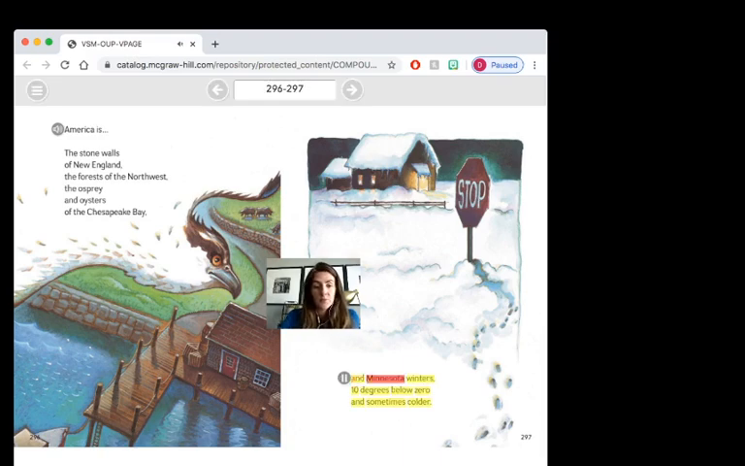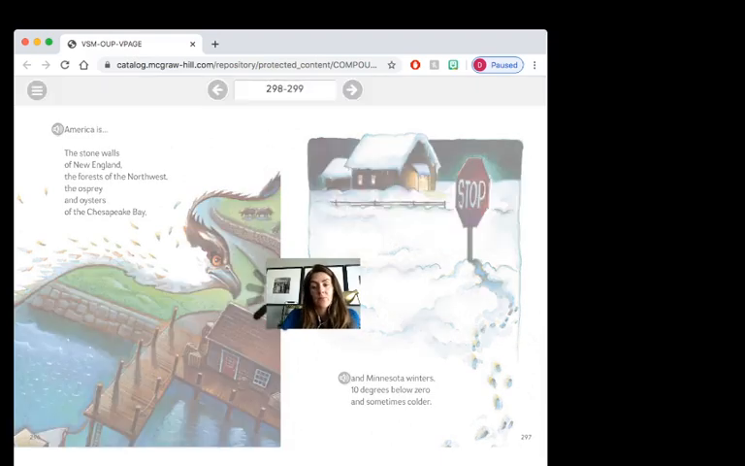And Minnesota winters, 10 degrees below zero, and sometimes colder. Whew. Now it tells us there what season it is, but I could have guessed, right? You could have made an inference. 10 degrees below zero. Look at all that snow. That's also America, right? Another different part.